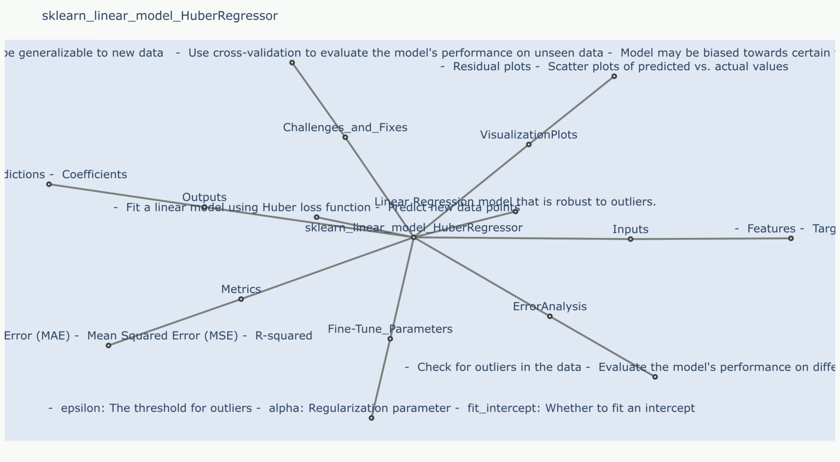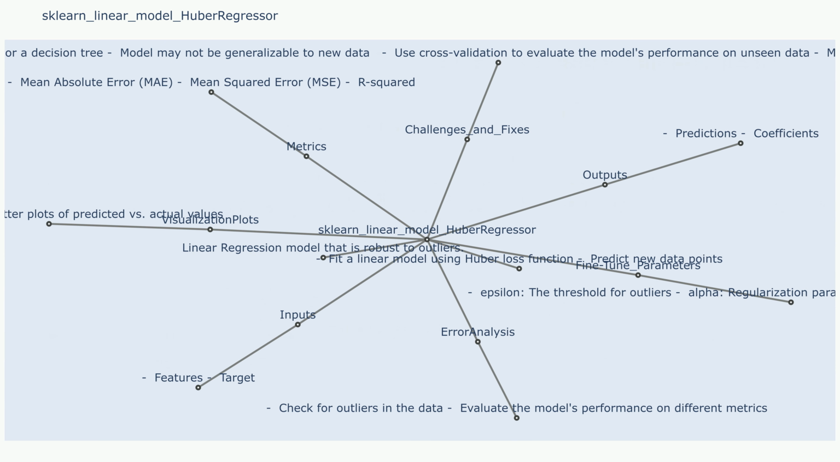Uncertainty methods. Confidence intervals. These can be calculated using bootstrapping or other resampling methods to estimate the uncertainty in the model's predictions. Challenges and fixes.